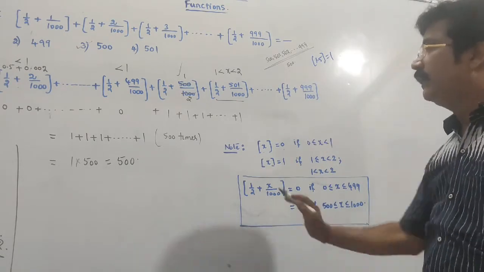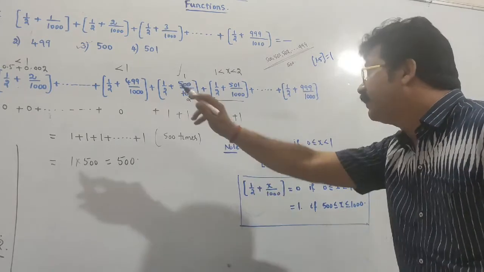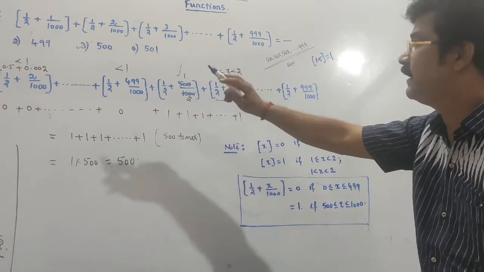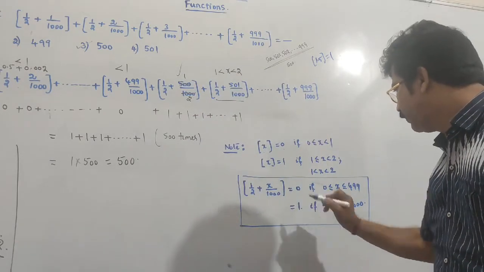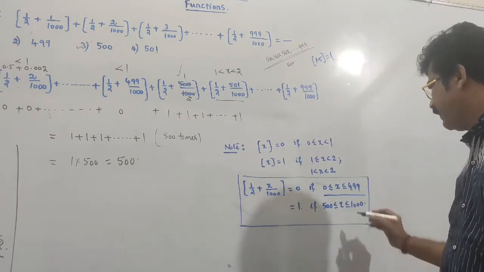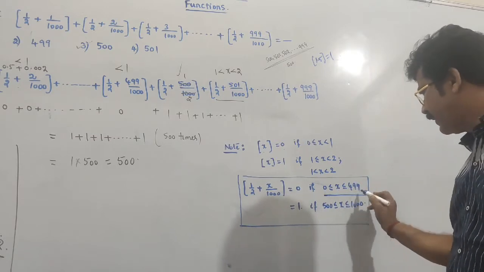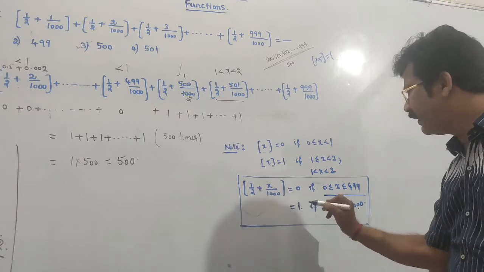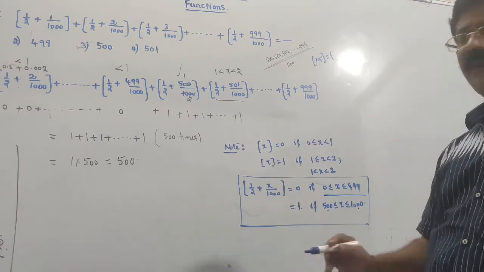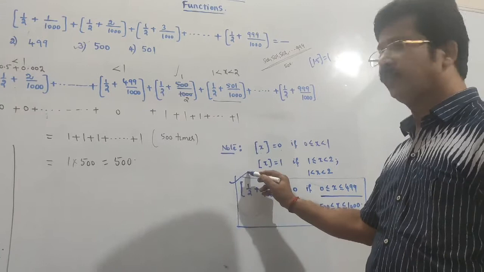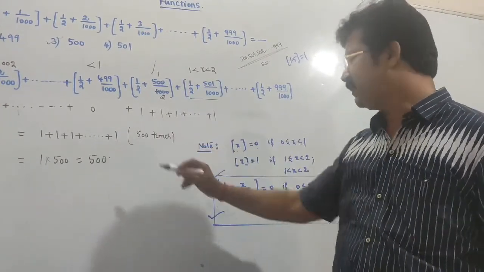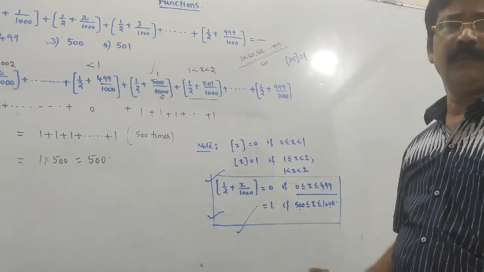So therefore, for this question, box of same structure, half plus, just we are changing the numerator only in the second term. X by 1000 equal to 0 whenever x is 0 to 499, and if it is 500 to 1000, its box value is equal to 1. You can make the note for this question, or you can follow this shortcut. This is a complete explanation. It is the shortcut. Okay, over.